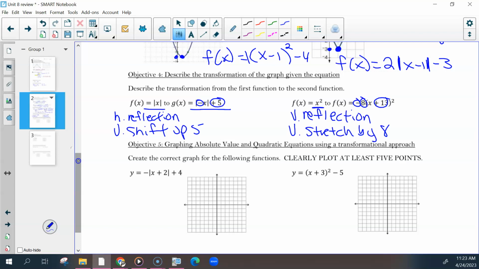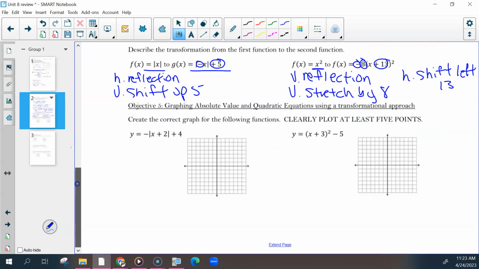What would the +13 do? Horizontal shift. Opposite, yes. And that's it for that. Don't add in things that aren't there. Only put things for the transformations that are. Questions on either of those?